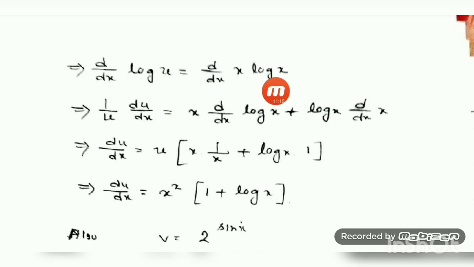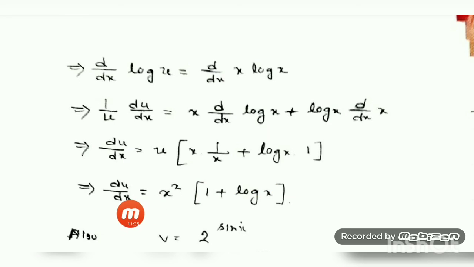Here it is a product of two functions, so use the product rule. That is equal to the first function x times the derivative of log x, plus log x times the derivative of x. Simplification step: du/dx equal to u, just bring it to the right side. x times d/dx of log x is 1 by x, log x times d/dx of x is 1.